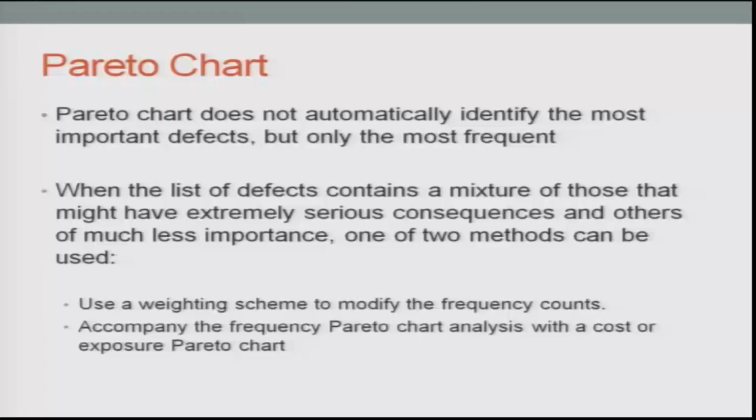The Pareto charts do not automatically identify the most important defects, but only the most frequent ones. When the list of defects contains a mixture of those that might have extremely serious consequences and others of much less importance, one or two methods can be utilized in order to find out the level of importance of the defects, which can actually adversely affect the overall manufacturing process or the overall service process which you are trying to study.